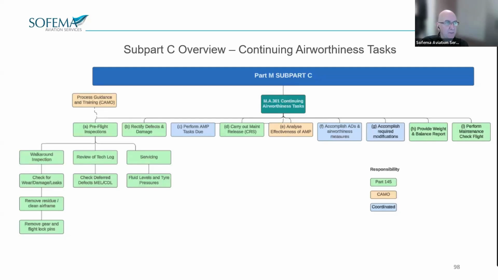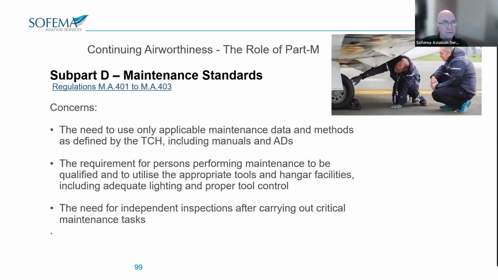Some of them are done by the Part 145 organisation, shown in green there. That's the line maintenance activity. And the CAMO is focused on the compiling of the scheduled maintenance based on the maintenance programming document and the aircraft maintenance program.